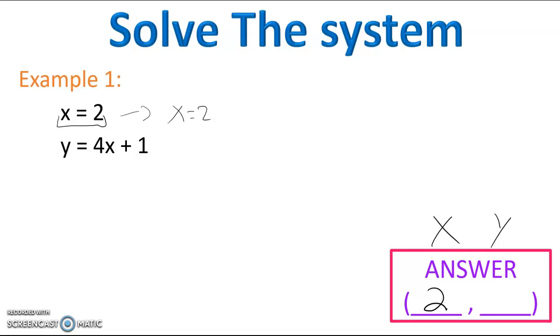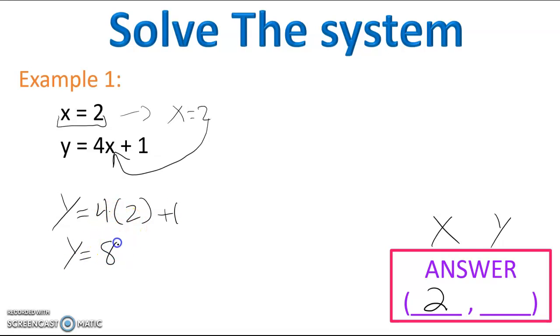Now, to find what y is, because we need both x and y, since x is 2, we can plug in this 2 for x. So we get y is equal to 4, and in place of x, we put 2. This is 4 times x, so it's 4 times 2 plus 1. We simplify: 4 times 2 is 8, plus 1, y is equal to 9. So our answer is 2, 9, or we could write x equals 2, y equals 9, okay?